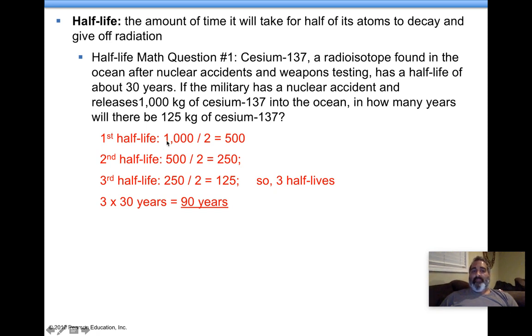All right, so the first half-life, 1,000 divided by 2 is 500. Now we have 500 kilograms after one half-life. 500 divided by 2 gives us 250. Now we're at 250 kilograms after two half-lives. 250 divided by 2 gives us 125. So to get to 125, we had 3 half-lives. Each half-life, according to the problem, is 30 years. 3 half-lives times 30 years gives us a 90-year answer.